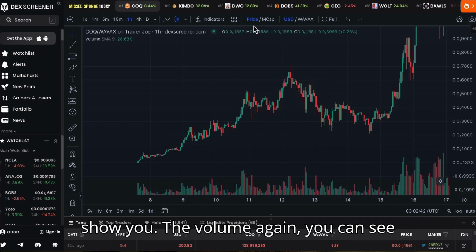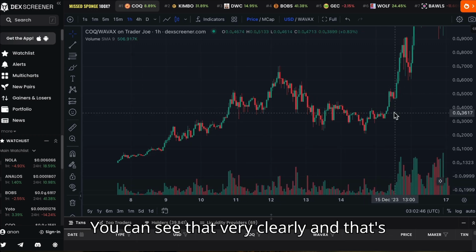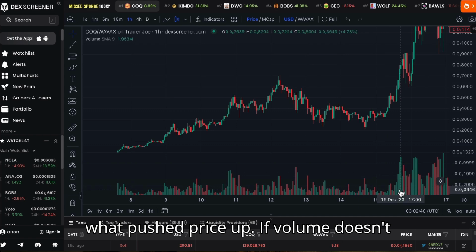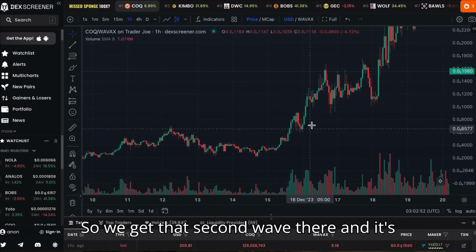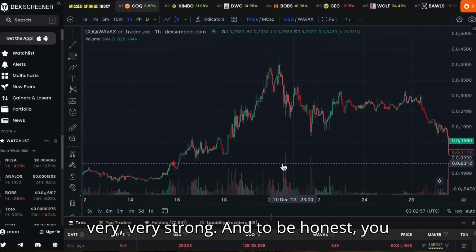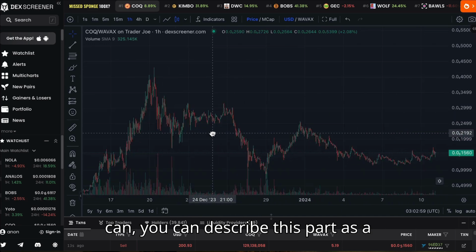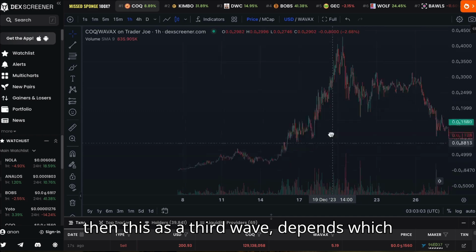Let me just show you the volume again. You can see volume breaking out here at the bottom. You can see that very clearly, and that's what pushed price up. If volume doesn't break out and it dies off, this coin would have died with it. Simple as that. So we get that second wave there, and it's very, very strong. And to be honest, you can describe this part as a second wave, or that as a second wave, and then this as a third wave. Depends which way you want to look at it.